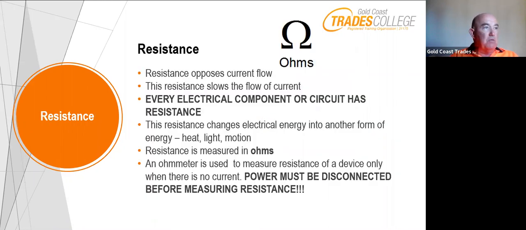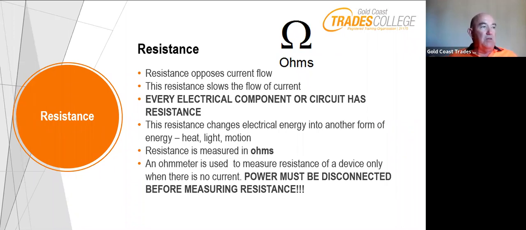All right, resistance, and there's the symbol for ohms at the top there. So it's a measurement, remember, of the resistance. Resistance opposes the current flow. Every electrical component or circuit has resistance. It's not built in, it is a measurement of that resistance through the thickness and length of the type of conductor that you're using, whether it be copper wire or something else.